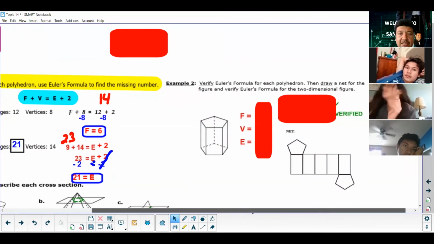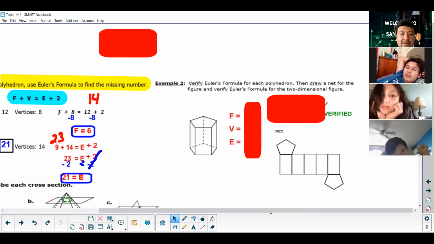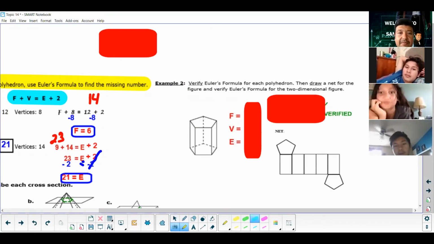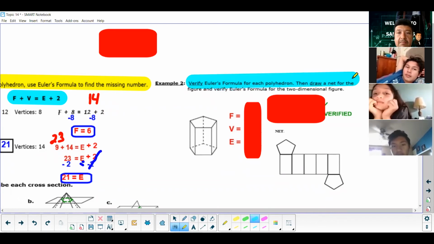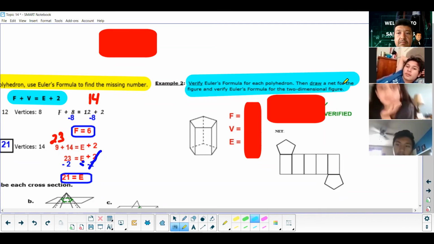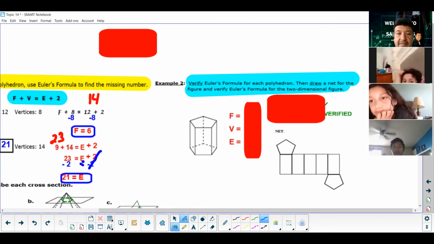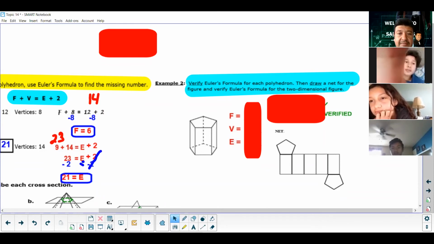All right, so Marcus, go ahead and read example 2, the directions. Verify Euler's formula for each polyhedron, then draw a net for the figure and verify Euler's formula for the two-dimensional figure. All right, good. So Marcus, let's go ahead and verify it. How would you verify this one? Well, I would first count all the faces, then the vertices, and then the edges. Okay, so how many faces are there?